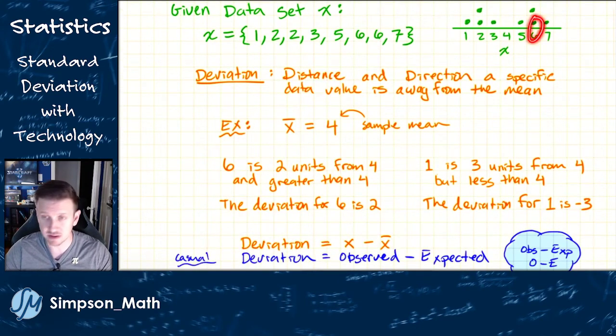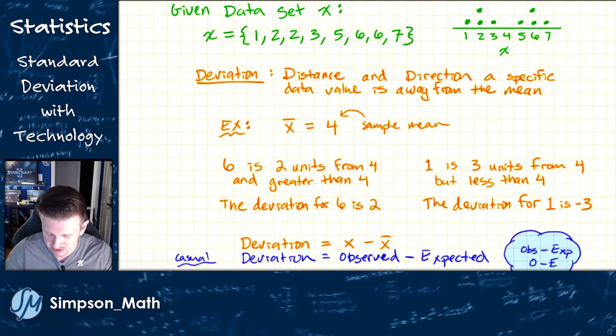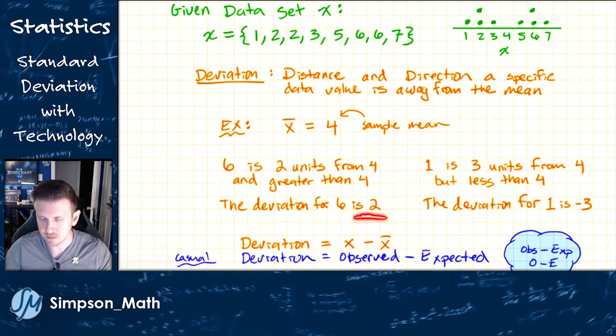So if I was to grab the number 6, one of my 6s, I would notice that the deviation, well, first its distance, I said its distance and direction. Its distance is 2 units from 4, 2 units from that mean. And it's also greater than that 4, so I'm going to signify greater as being positive. So the deviation for 6 is 2. But what about 1? Well, 1 is 3 units from 4, so if I was starting at 4, I would go 1, 2, 3 units. And it is less than 4, but to signify that it's less than, or to the left, let's use its direction here. So we're going to say that its deviation is -3.